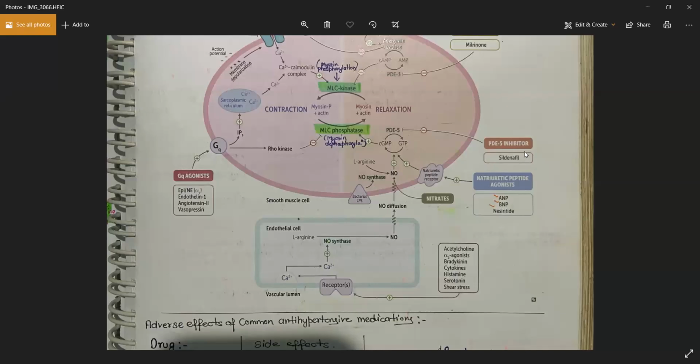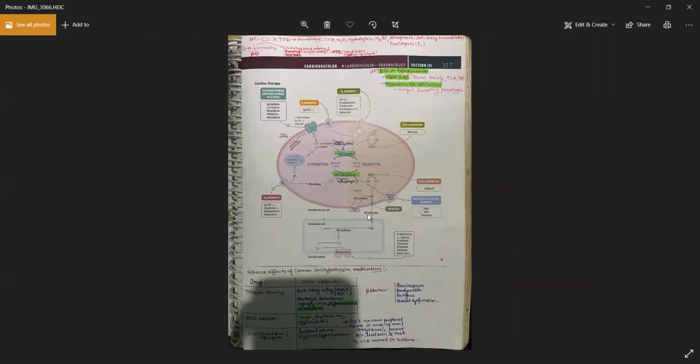Then the drug sildenafil is a phosphodiesterase 5 inhibitor, and this phosphodiesterase 5 converts the cyclic GMP back into GTP. So if you inhibit the phosphodiesterase 5, the cyclic GMP level will increase, and you will get the action. You have the ANP, BNP, and their analog, which is nesiritide, which work through the cyclic GMP. If you remember from the last lecture, you will have high cyclic GMP levels that cause high phosphatase activity, which will cause the relaxation. So these are the different drugs, and that's how different drugs act in the blood vessels and can cause the vasodilation.